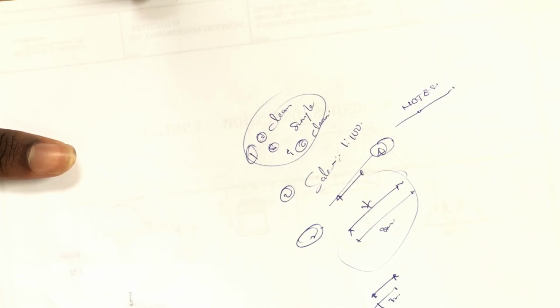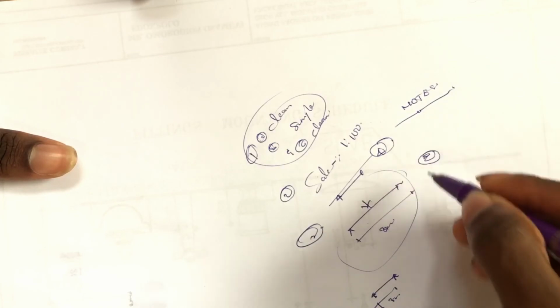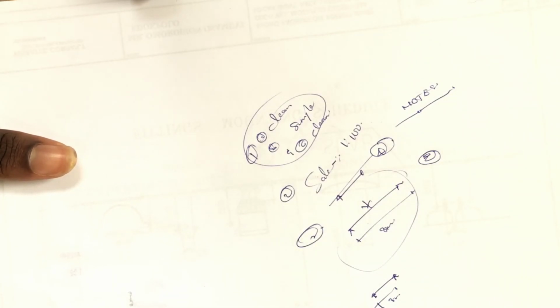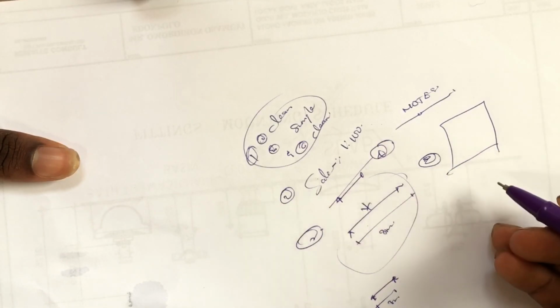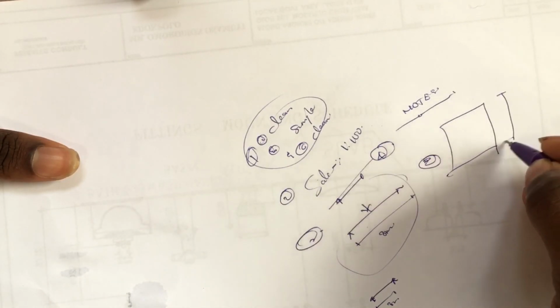The fifth one, which is the last of all, is that sufficient space should be provided between the views so as to mark the dimensions without crowding. So if this is what you are drawing, try to create sufficient space to give your drawing details.